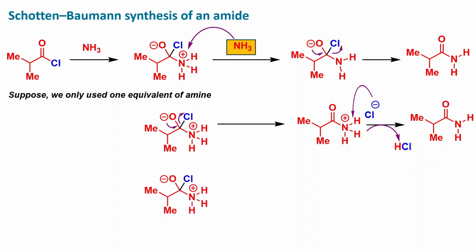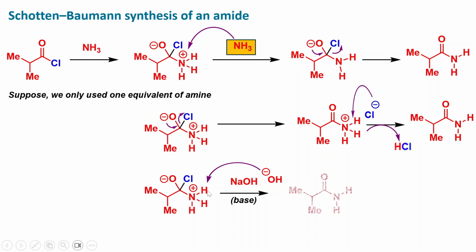So if we try the same reaction by using a base, for example, I am using sodium hydroxide, which is a source of OH minus and which can act as a base, right? So if you replace the second equivalent of amine with a base, what you would expect is that OH minus can take this hydrogen and you can generate the amide, right?